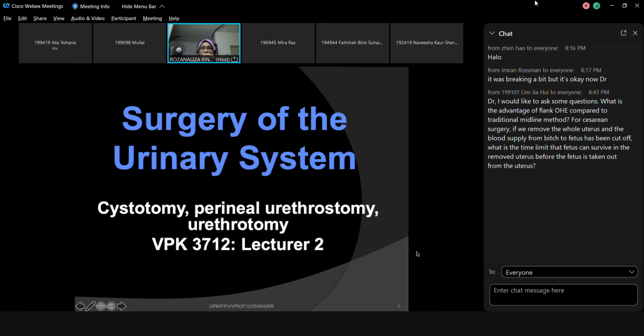So just now we talked about kidney. The major procedure that I most commonly do is actually nephrectomy. Now we're going to talk about the lower urinary system, which is the bladder. We're going to discuss cystotomy and perineal urethrostomy, which are actually the two most common urinary procedures performed.